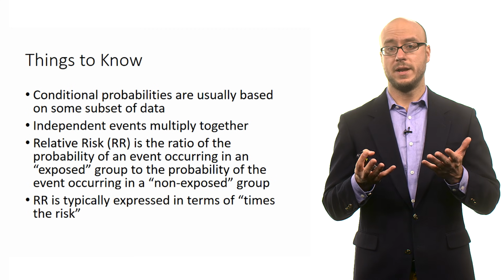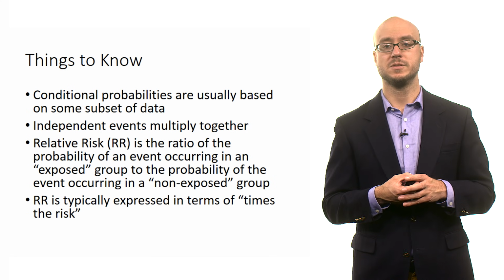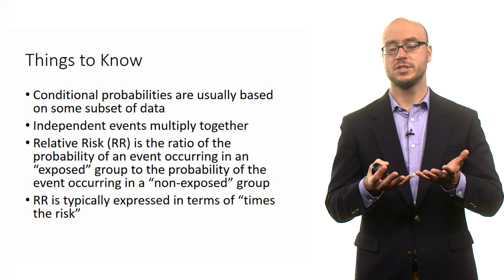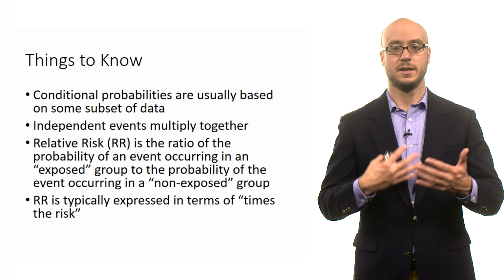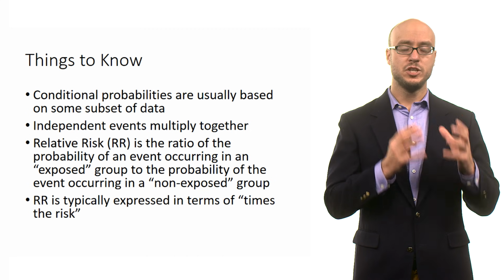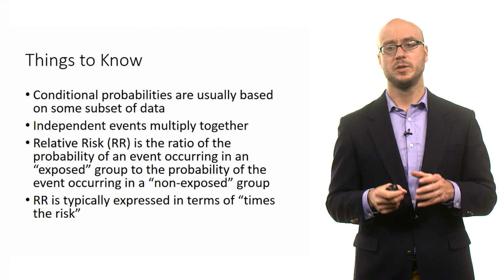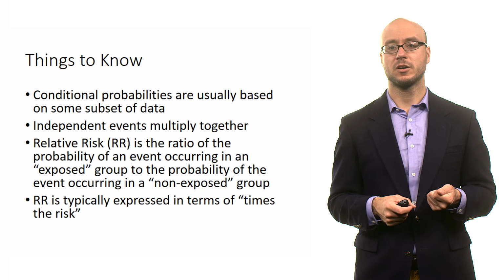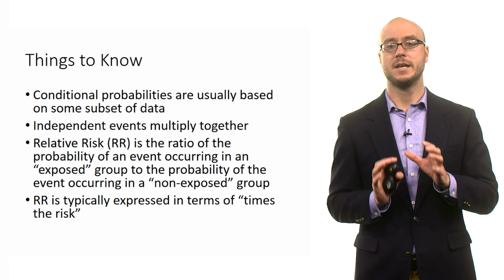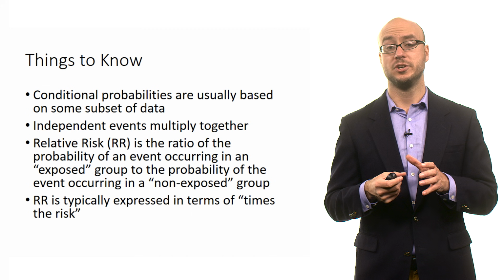But often, independent events really don't exist in most instances. We like independent events because they make calculations easier, but in reality, conditioning really often does matter. We can use what we know about conditional probabilities to calculate relative risk, which is simply the ratio of the probability of some event occurring in an exposed group to the probability of the event occurring in a non-exposed group. Relative risk is simply this ratio.